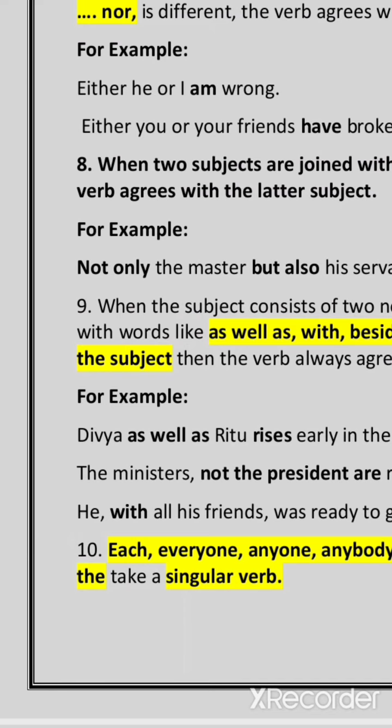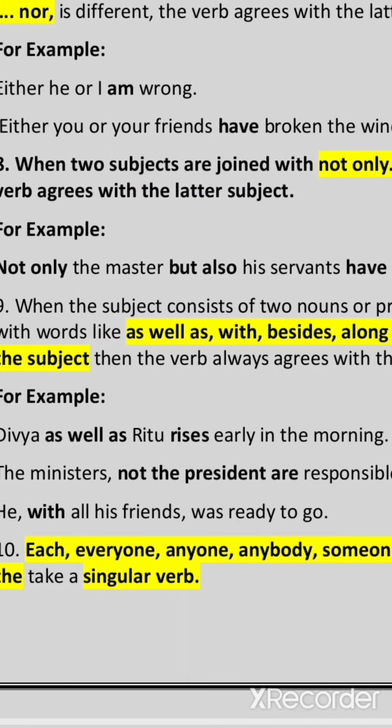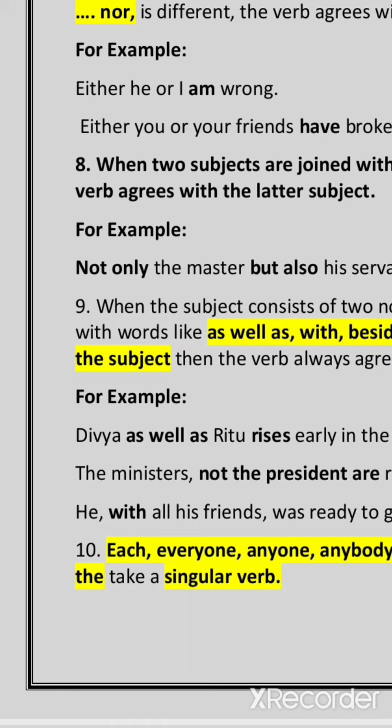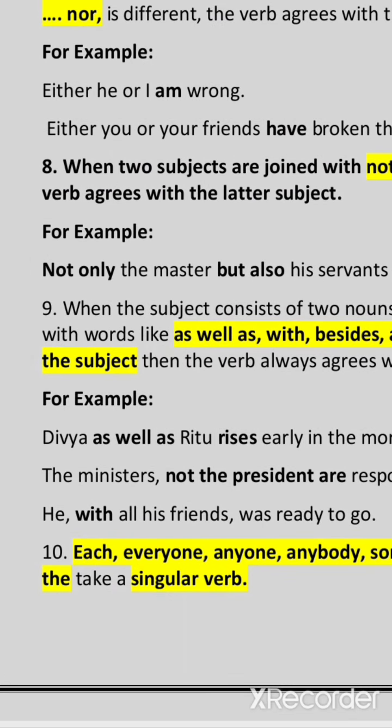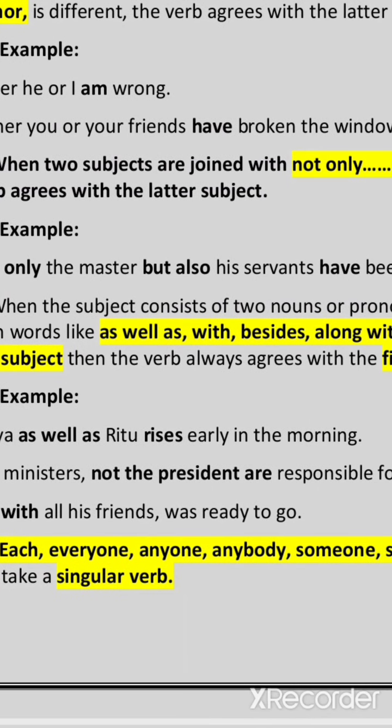Next is, he with all his friends was ready to go. Now which is your first subject? He. Which is your later subject? Friends. But they are joined by using the word with. So the verb will agree with the first subject, that is he. Here according to the first subject he, we use the verb was.